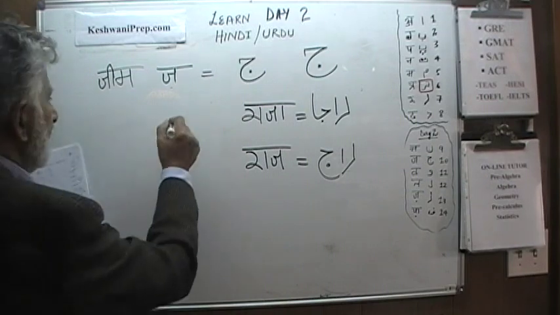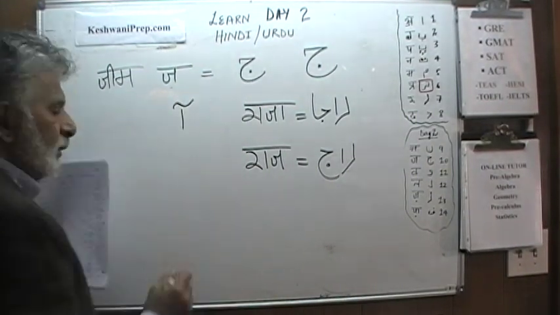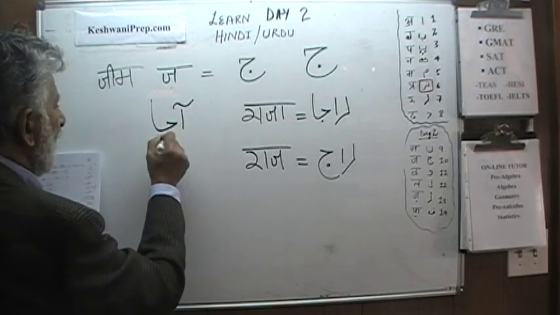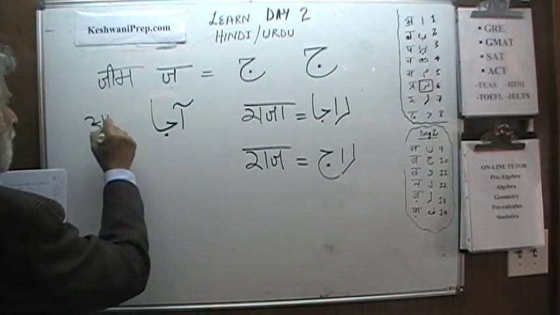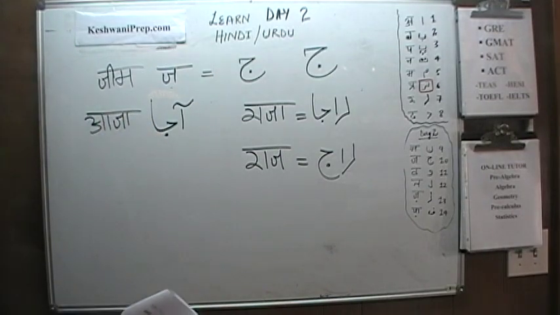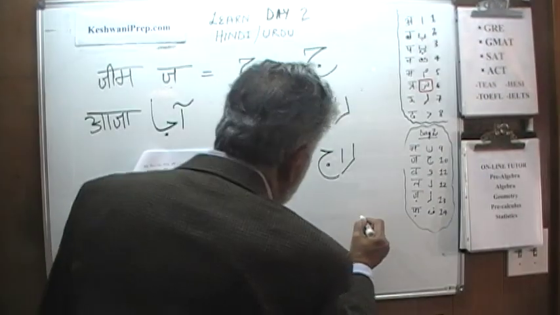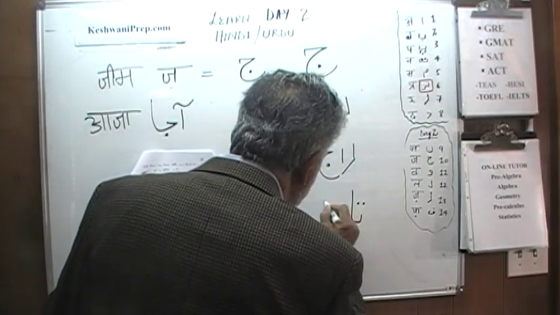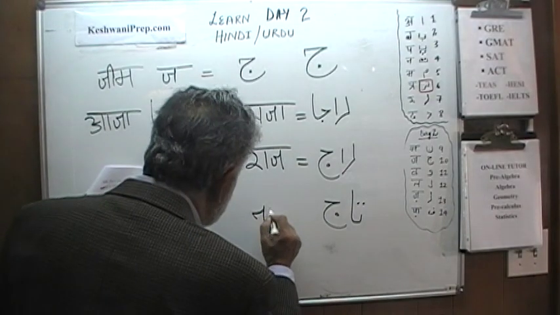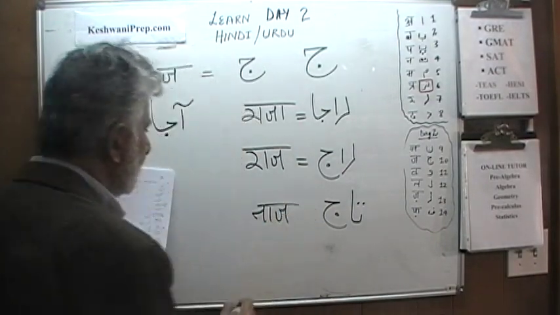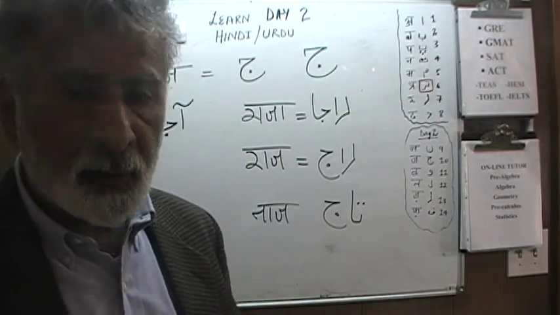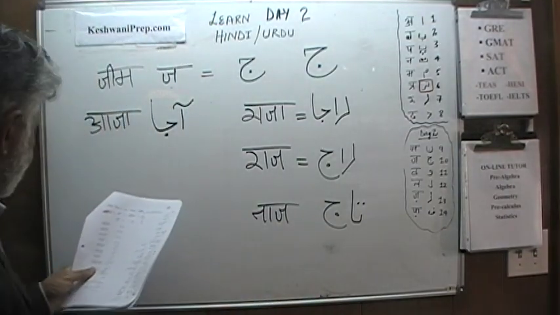There's another one. Alif mud aa. We just talked about it. Alif mud aa. Jim alif ja. Aaja. Aaja is come. Since we have Raja and we have Raj, let's put a Taj here. Taj. Te alif ta. And jim by itself. Taj. What's the Taj? Taj is the crown.